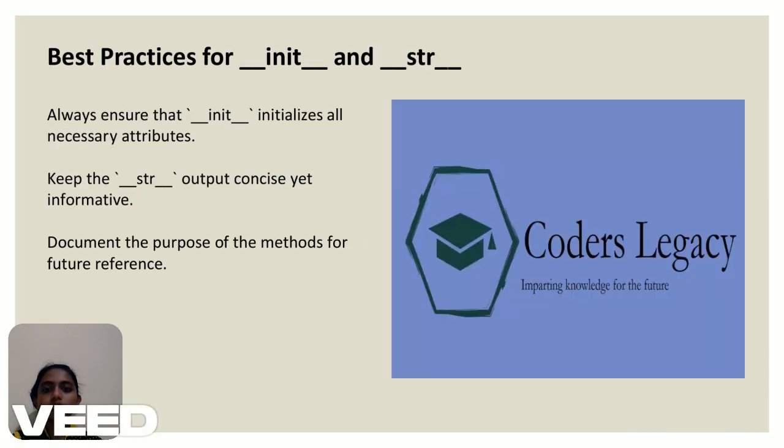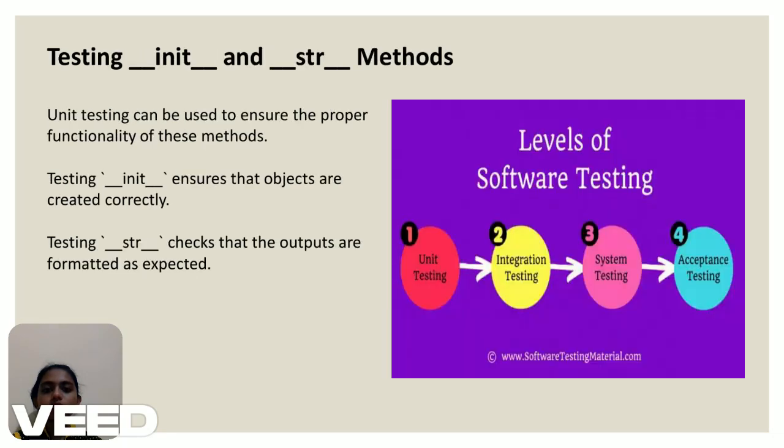Best practices for init and str. Always ensure that init initializes all necessary attributes. Keep the str output concise and informative. Document the purpose of the methods for further reference.